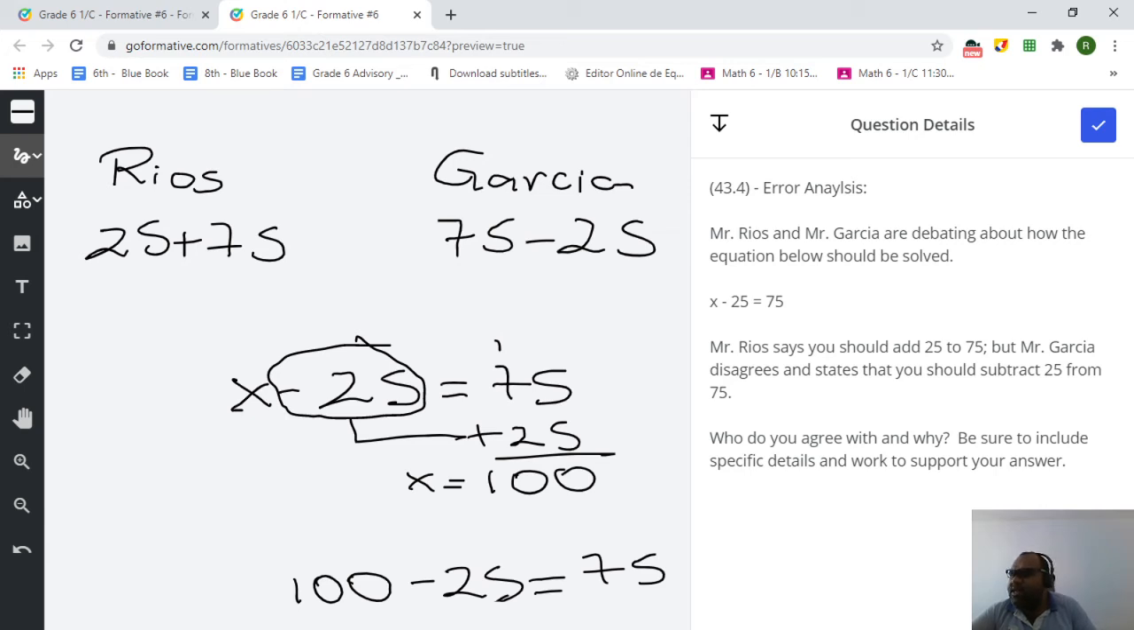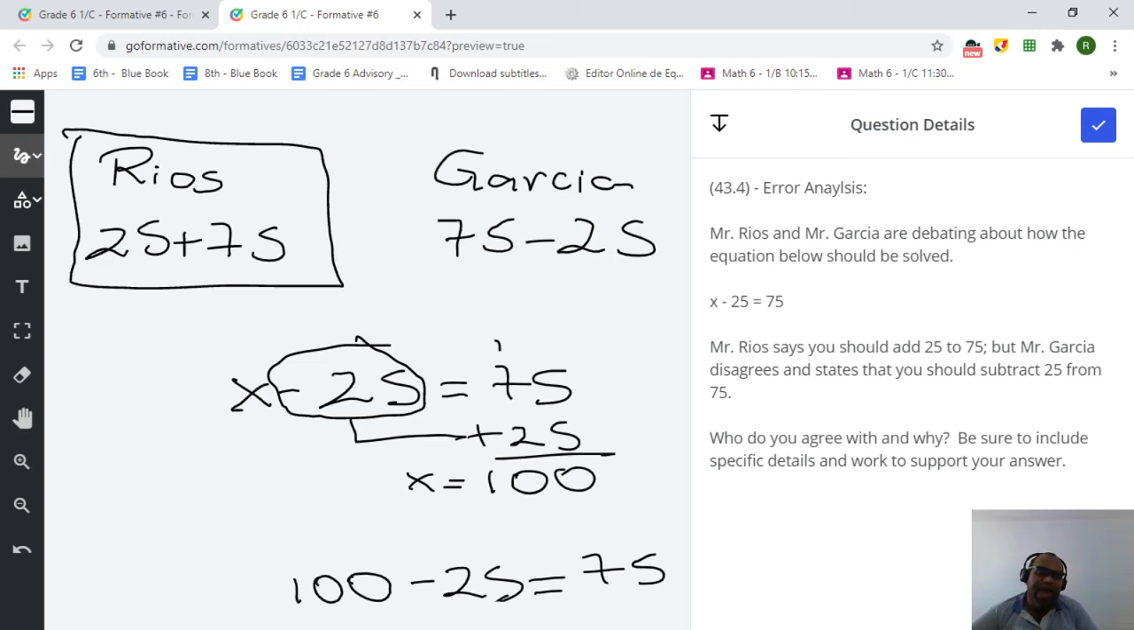Who is correct? Mr. Rios was correct and Mr. Garcia is wrong. I need to add to get the answer. Great. You should add. The opposite of subtract 25 is adding 25. Pretty easy, yes? If you do this one, you write here, Mr. Rios was correct. Why? Because I need to add.